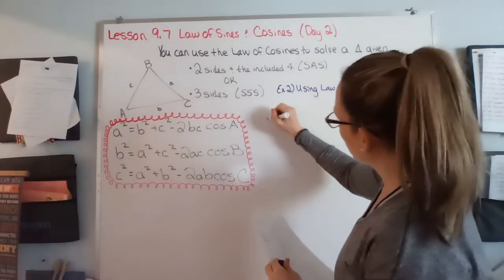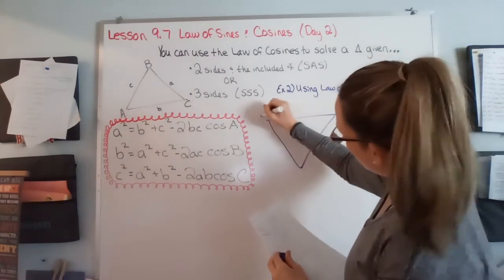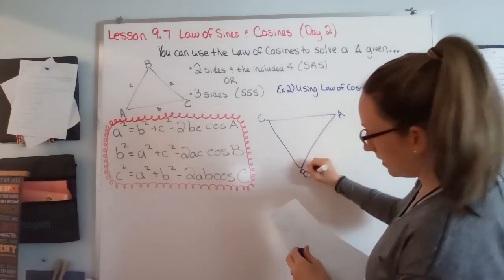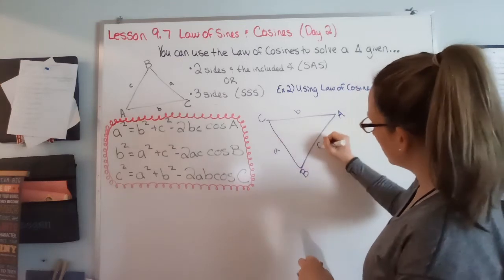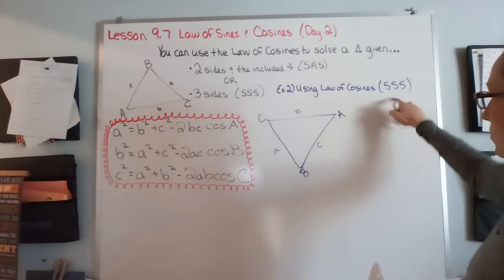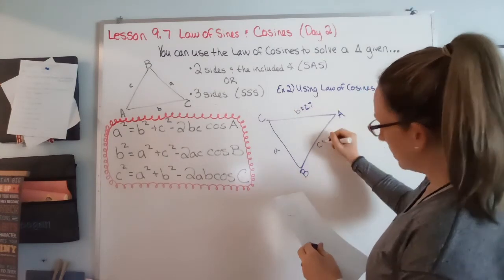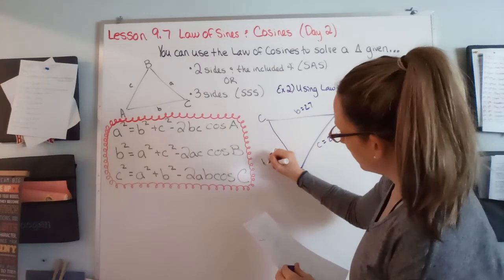Our triangle is going to look like this. Angle C, angle A, angle B. So that's side B, side A, side C. And the given is all three sides. So the given is that side B is 27, side C is 20, and side A is 12.